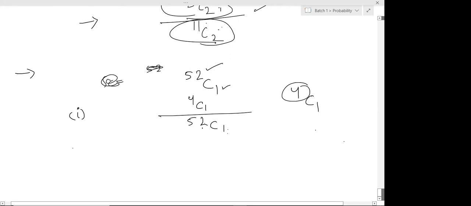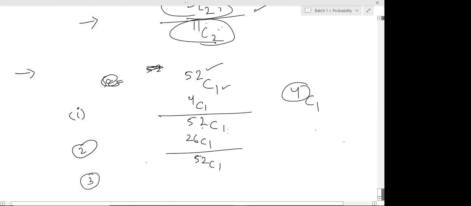Okay, in the second part, it has to be a red card. So again, you can select this 52C1, but you want it to be red. There are 26 red cards. You want this to be one of them, 26C1.